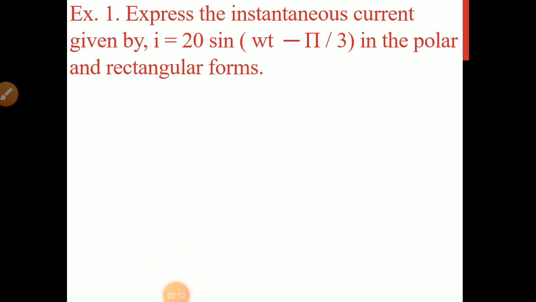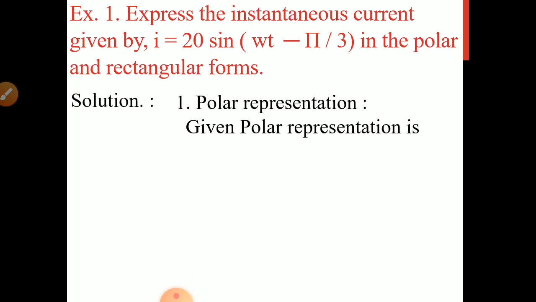Express the instantaneous current given by i equals 20 sin(omega t minus pi by 3) in polar and rectangular form. So we need to find two values, that is I in polar form and I in rectangular form. So first we will write the given thing. Given format is polar form.